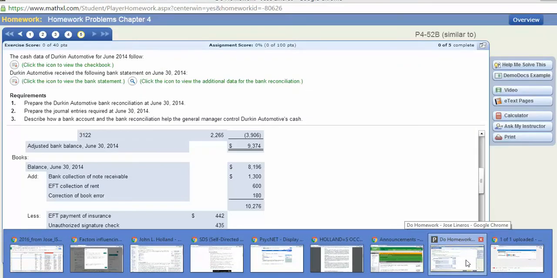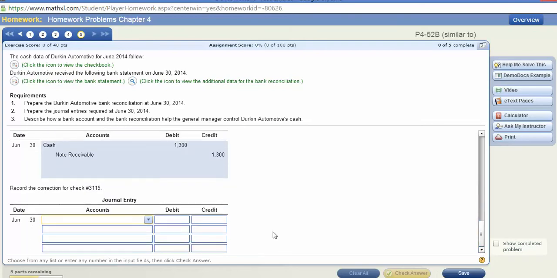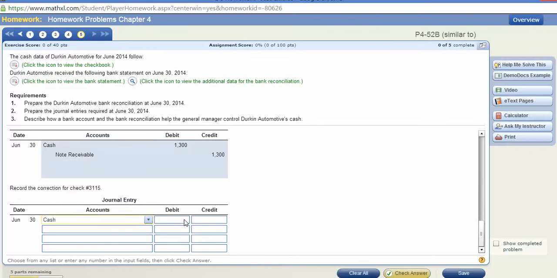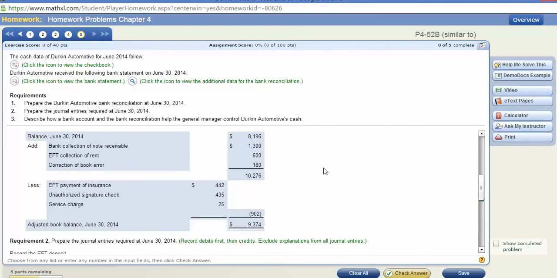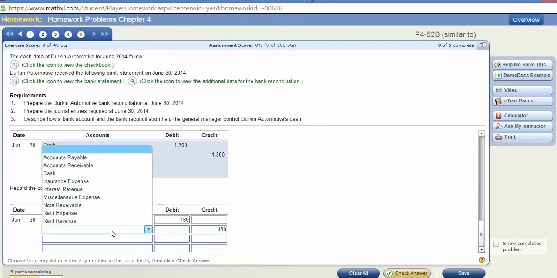Let's come over here. We'll go down to the bottom. And this, like I said, it's not too difficult because what you do, you had a mistake, so you're putting the cash back. And the cash back is 180. It's a credit of 180. Again, to remind you, 180 is right here, correction of book error. That's what they're asking you to fix. And remember from our analysis a minute ago, it's accounts payable.